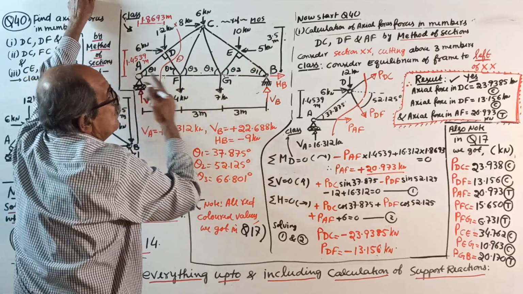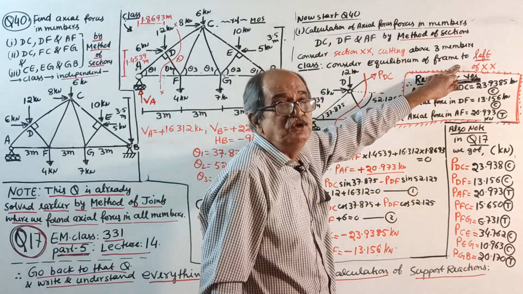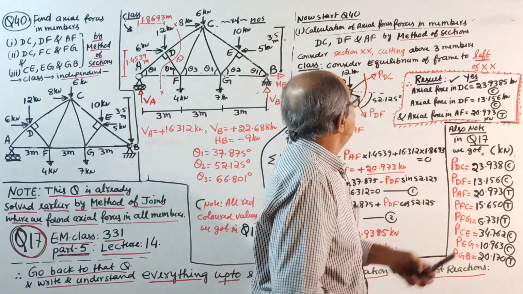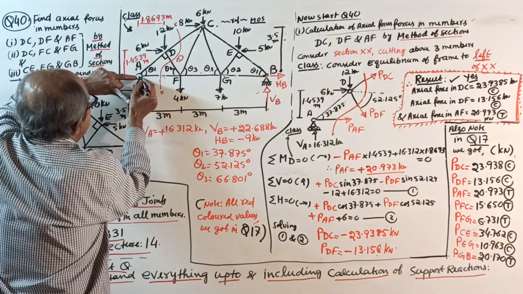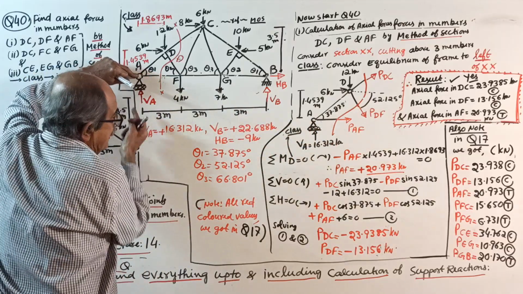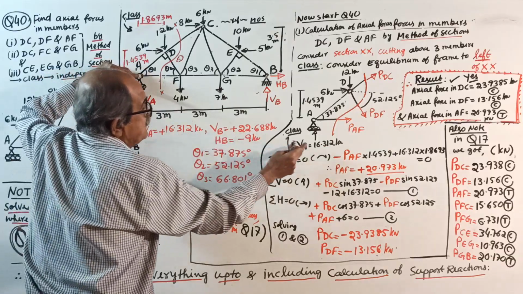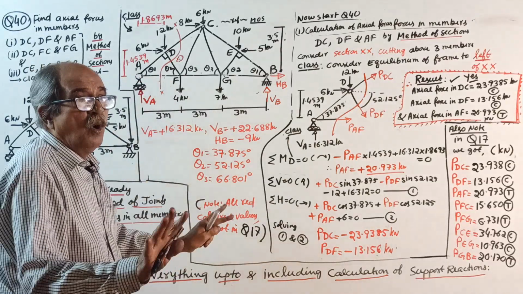Look this side. Consider equilibrium of the pin-jointed frame to the left of XX. Since you are looking to the left of XX, A is intact. See that VA upward, how much? 16.312. I will ask the sign. Some will say plus. No.